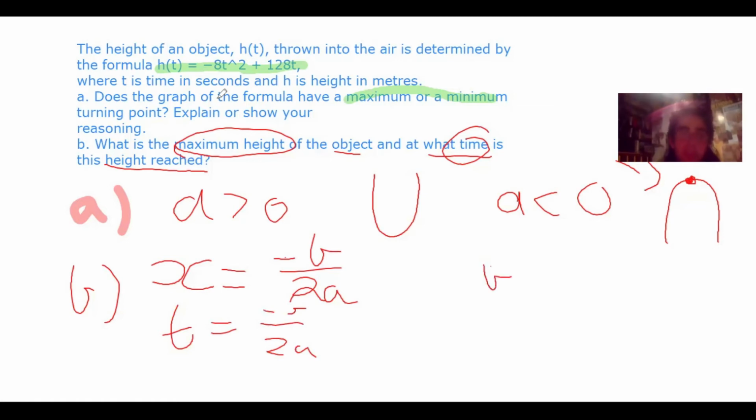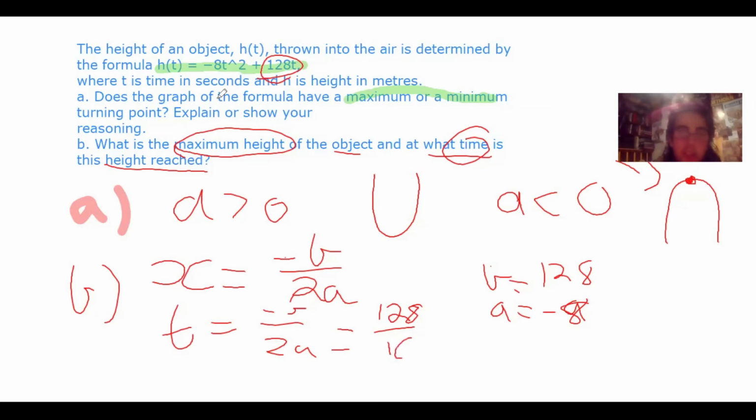We know that b equals this number here, which is 128, and a equals minus 8. So t is going to equal 128 divided by 2 times negative 8. Okay, so that is going to give us 16. The negatives are going to cancel out because we've got a negative on the bottom and a negative on the top because we're going to go negative 128. So these two cancel out, leaving 128 divided by 16. Now we're going to use a little bit of maths. We should be getting 8 for that.